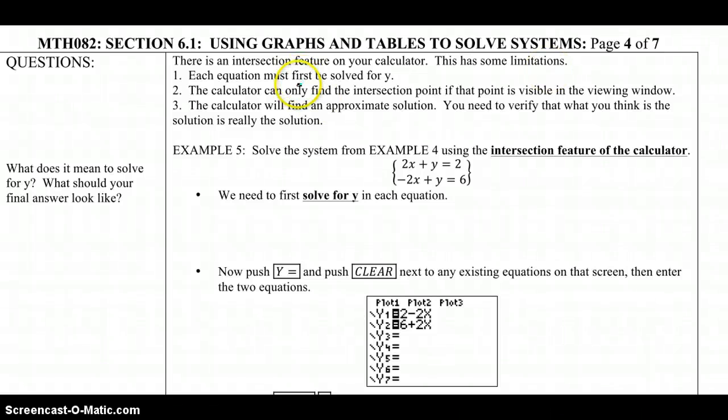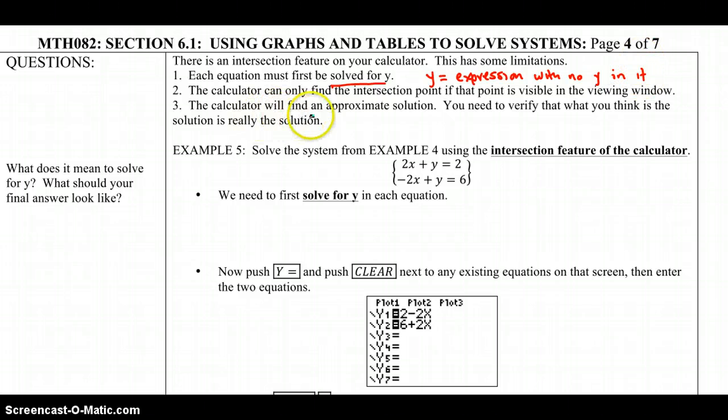So there's an intersection feature on your calculator, but this does have some limitations. First, each equation must be solved for y. Now we learned in the last unit how to solve an equation that was written with many variables, how to solve that equation for one in particular. So an equation to be solved for y means we need it in the form y equals, and on the other side we need an expression with no y in it.